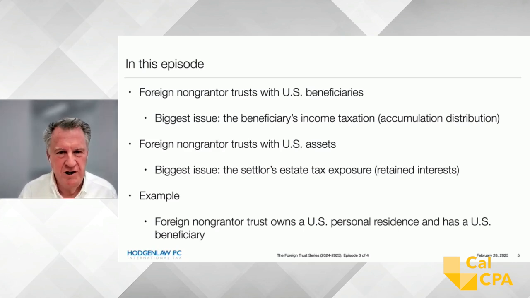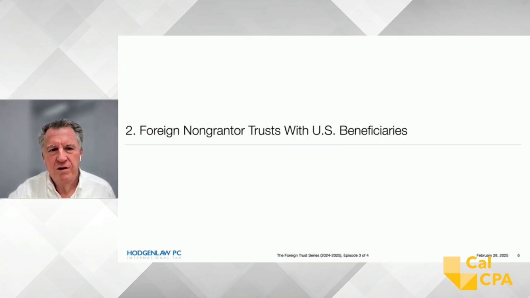Well, distributions generally, but if the trust accounting is done correctly, there's going to be some accumulated income because typically trusts will not distribute all of their income out on an annual basis. And so we've got this problem going on of how does the beneficiary pay the tax? And then, as I said, for the U.S. assets, it's the settlor's estate tax exposure by way of retained interests. So let's start now with the foreign non-grantor trusts with U.S. beneficiaries.